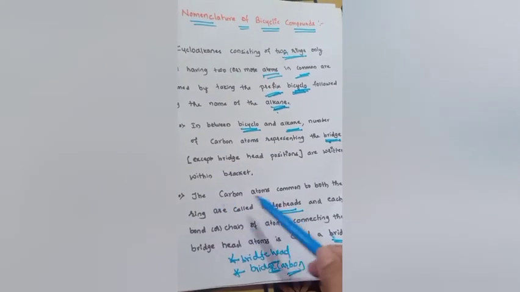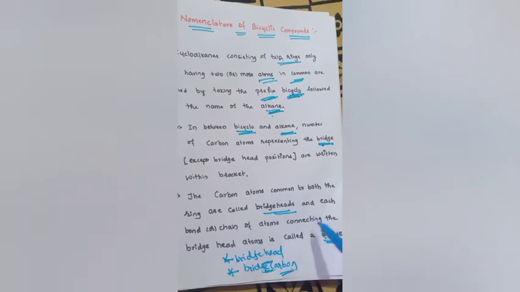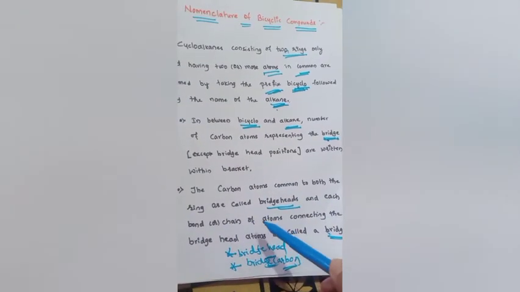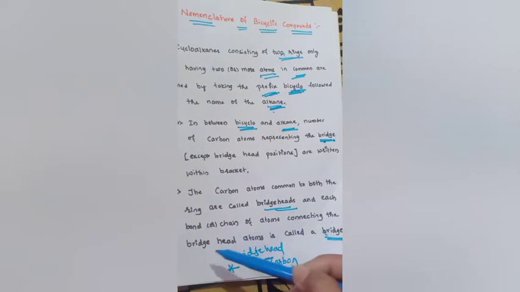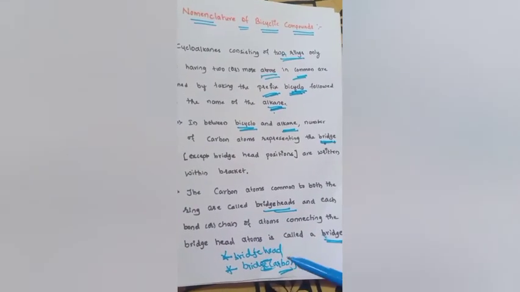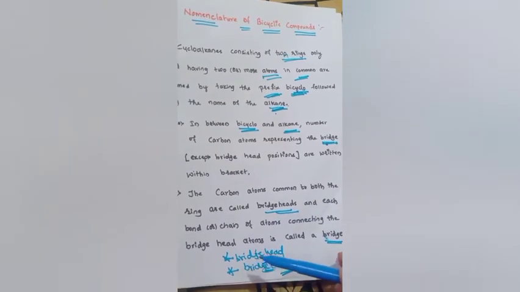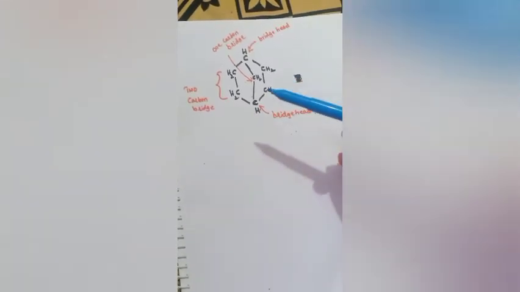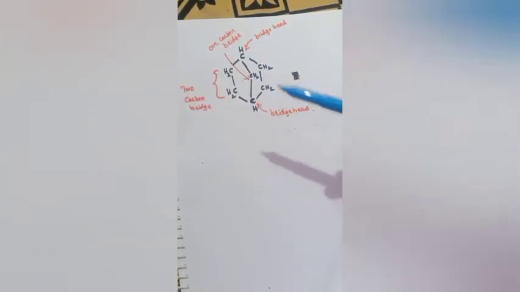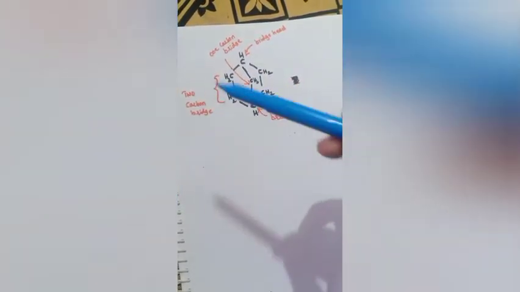The carbon atoms common to both rings are called bridgeheads, and each bond or chain of atoms connecting the bridgehead atoms is called a bridge chain or bridge carbon atoms. So we have to remember these two words: bridgehead and bridge carbon atoms. By taking this example we can understand which carbon atoms are bridgeheads and which carbon atoms form the bridge chain.